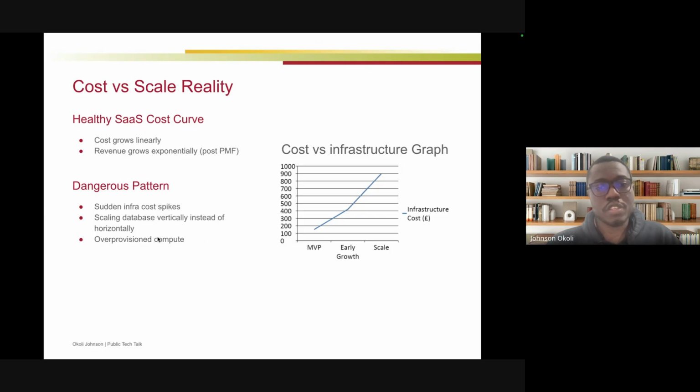And then also when you scale the database vertically instead of horizontally, it raises a concern when you have to actually add more instead of trying to expand the cloud-based instance. Then also, if you over-provision your compute, if you are using all these droplets or maybe GCP to deploy, and you have over-provisioned them and the cost overloads the system, it could also be an issue. So in summary, you want to ensure that there's no sudden spike in your infrastructure costs. As you can see on this diagram, it should always be at least linear.